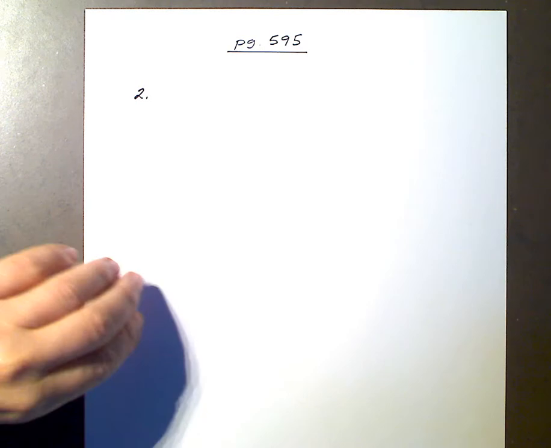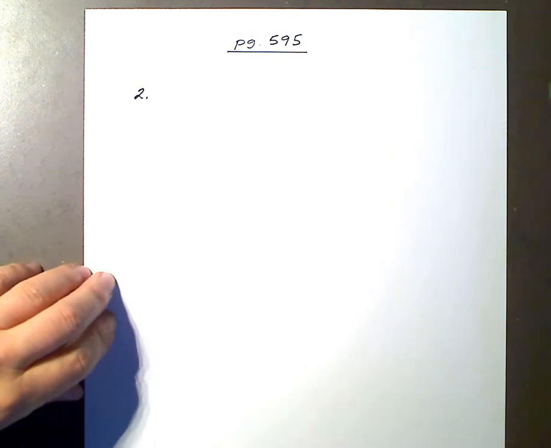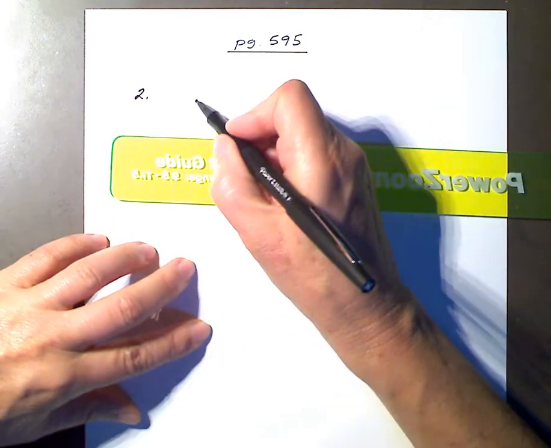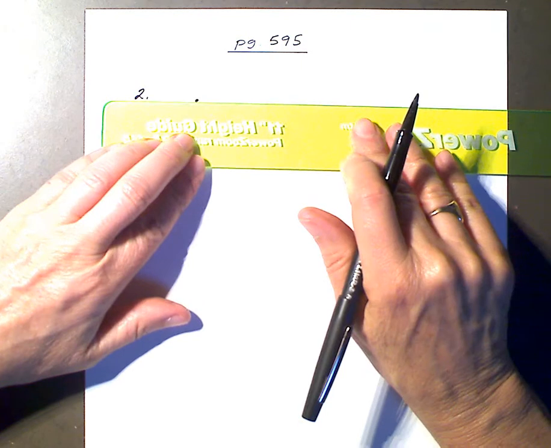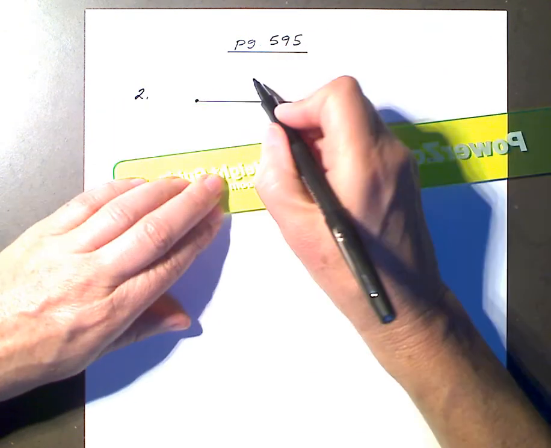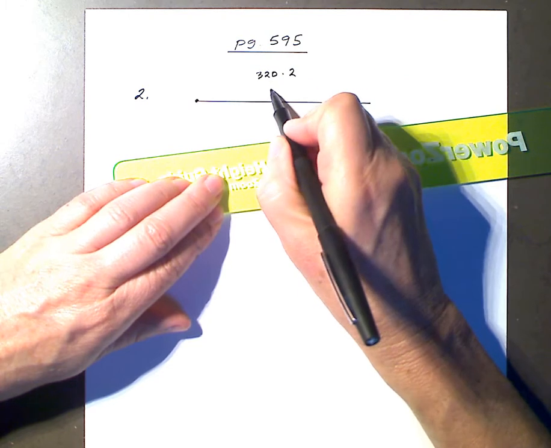This is number 2 on page 595, and in this problem we have Jan, who's flying a triangular course in an airplane, and she's flying it all at the same speed of 320 miles an hour. So first of all, she flies due east for 2 hours. So if this is where Jan starts, and she flies due east for 2 hours, that's 320 miles an hour for 2 hours. So this is a distance of 640 miles.